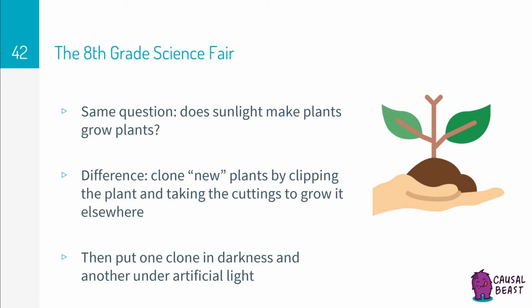Then you take some plants into a dark environment, and the other plants into an environment with artificial light. After some period of time, you measure the plant growth. If there are differences between the plants in the dark environment and the plants in a lighted environment, you conclude that the differences are due to sunlight. Why? Because these are two groups of plants which are identical except for their exposure to light.